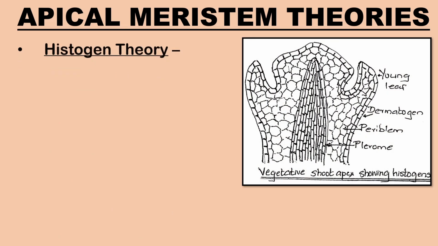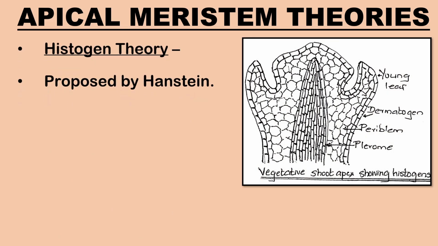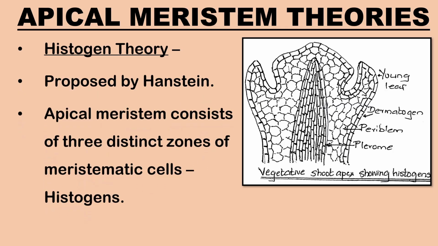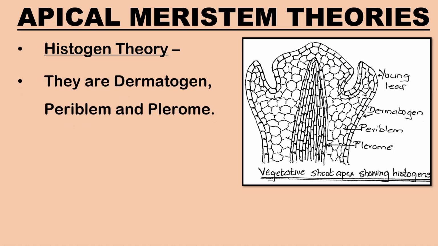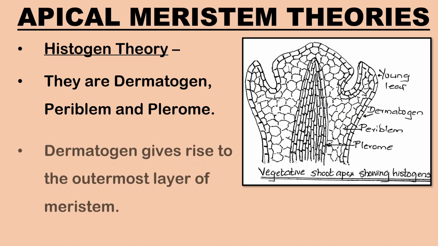Histogen theory was proposed by Hanstein. According to this theory, the apical meristem consists of three distinct zones of meristematic cells called histogen, which are responsible for the development of different plant tissues. They are dermatogen, periblem, and plerome.